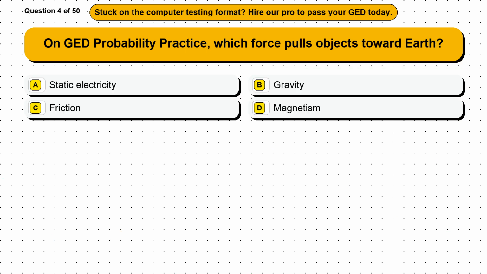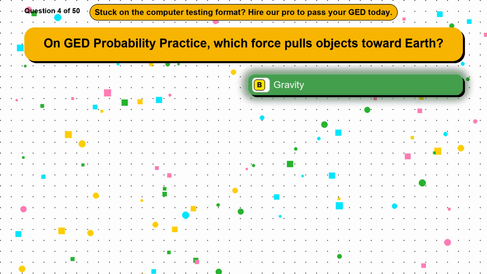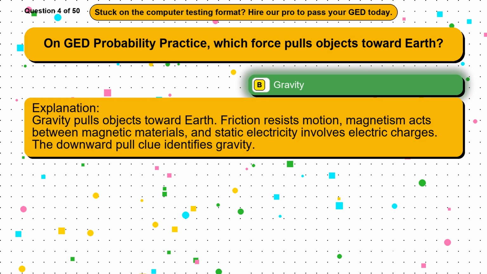Question 4. On GED Probability Practice, which force pulls objects toward Earth? Option A, static electricity. Option B, gravity. Option C, friction. Option D, magnetism. The correct answer is option B, gravity. Gravity pulls objects toward Earth. Friction resists motion, magnetism acts between magnetic materials, and static electricity involves electric charges. The downward pull clue identifies gravity.